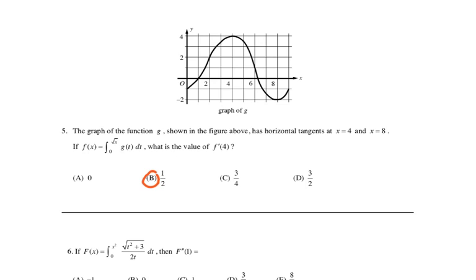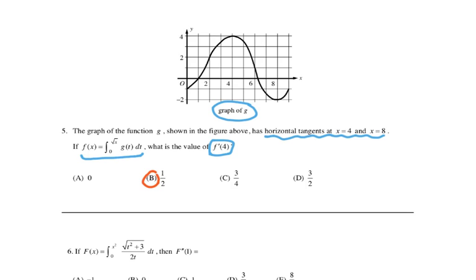So number 5, the graph up here is g, and it tells us that there are horizontal tangents at x equals 4 and x equals 8, and that's not really terribly important, but it's cool they told us. It looks like that anyway. So at x equals 4, I could draw a tangent line that has a slope of 0, and at 8 the same thing, but I don't know if we really need that, but we'll see. F is going to be an integral, so what is the value of f prime at 4?